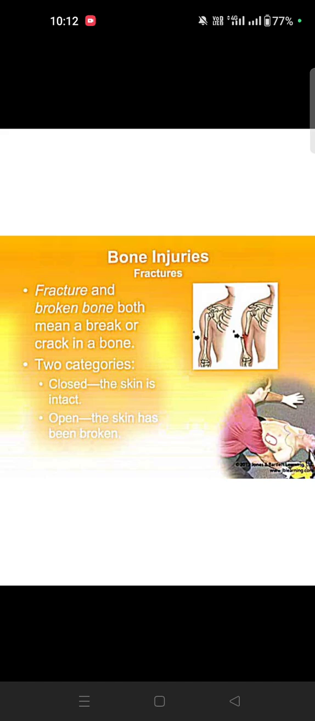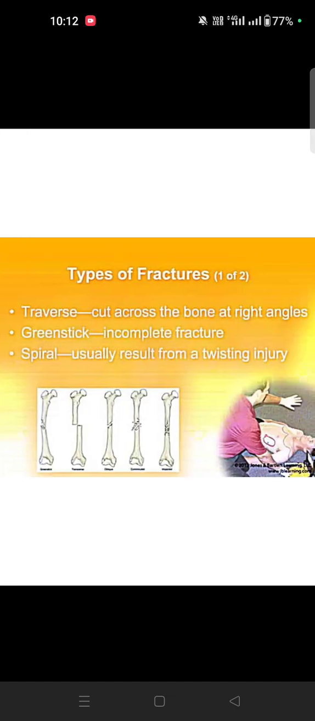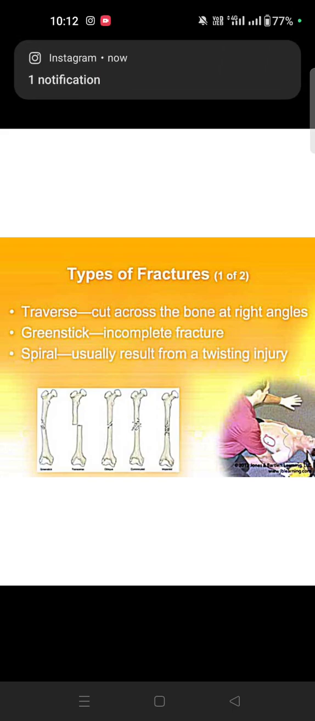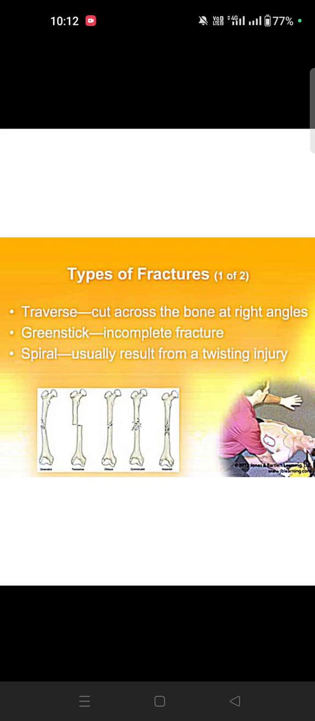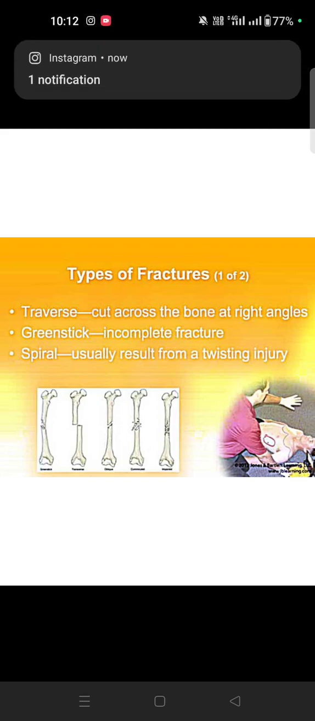In the first image you can see the open type, where the skin has been broken. Then the second image. There are five types of fracture. First, transverse: it cuts across the bone at a right angle. Greenstick means an incomplete fracture. Then spiral usually results from twisting injuries.